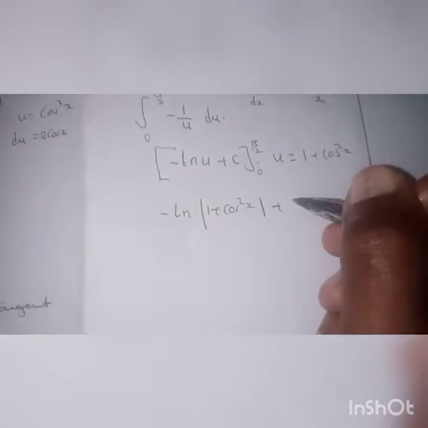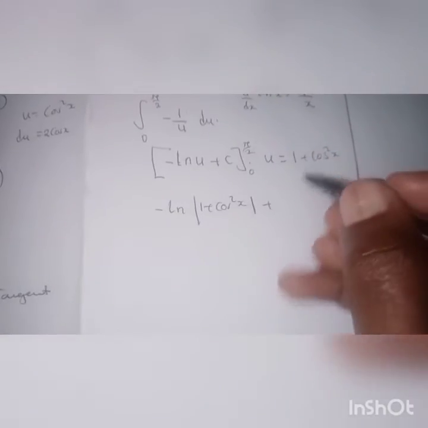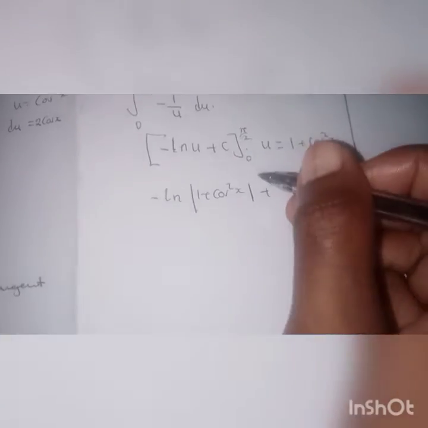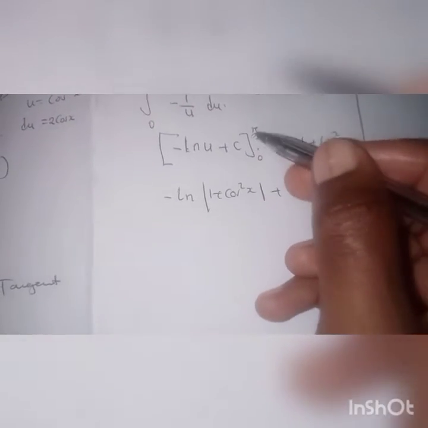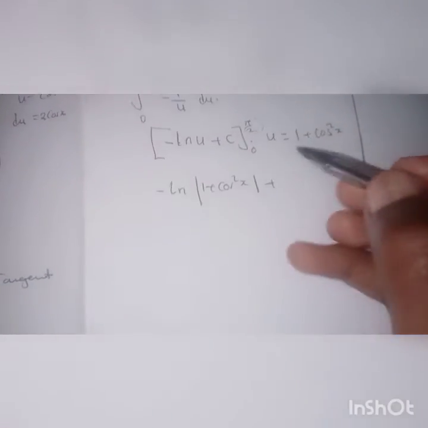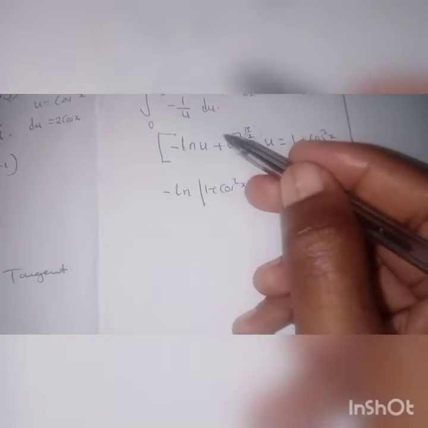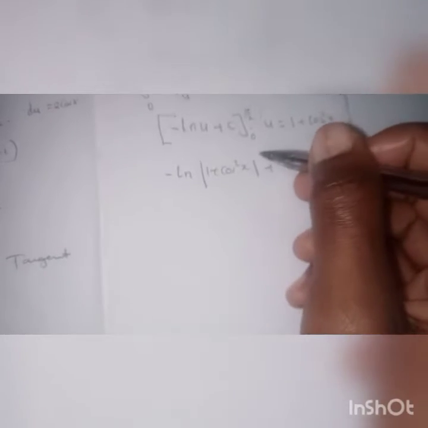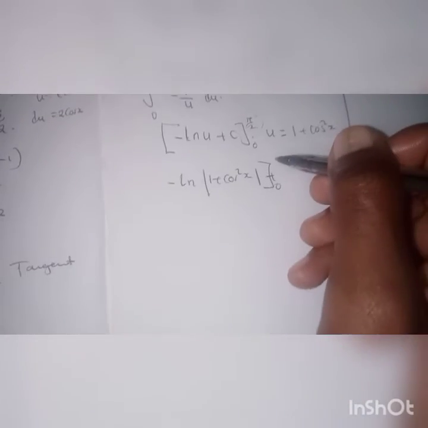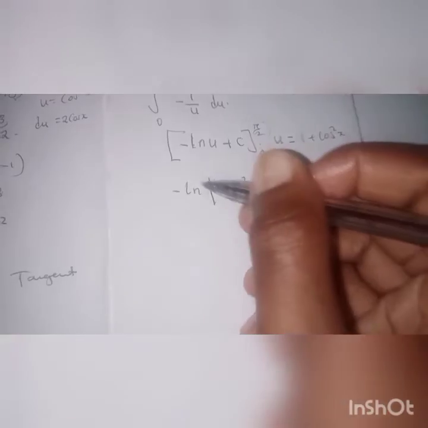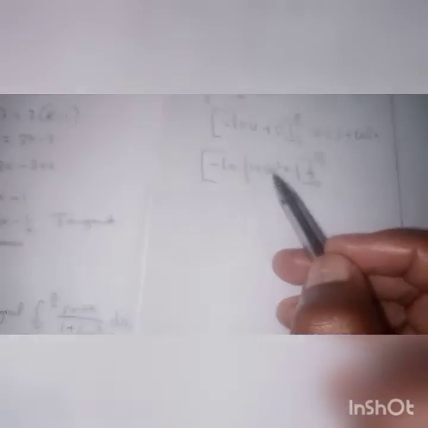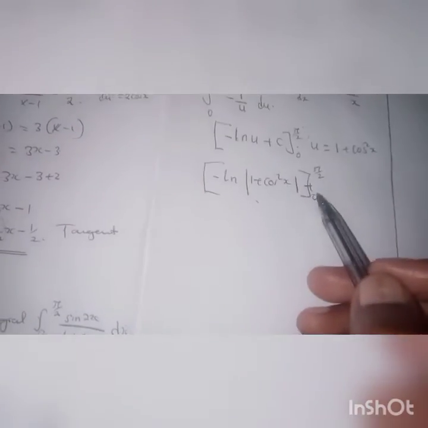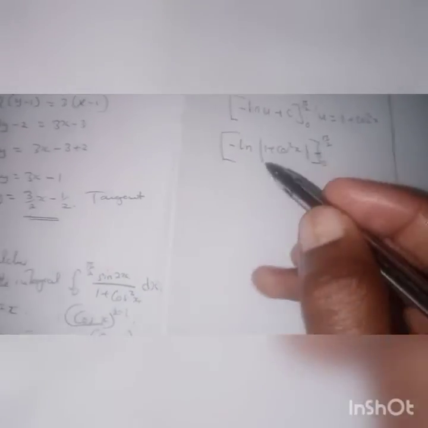Then, since we have to subtract again, we take the upper limit minus lower limit. There's no need to add the constants since they'll minus each other. So we have to just take the limits from 0 to pi over 2 of this function. So we substitute x with pi over 2. Then we further substitute with 0.